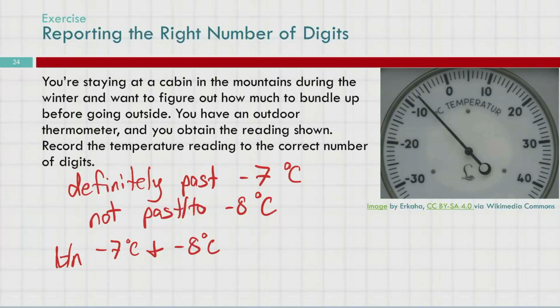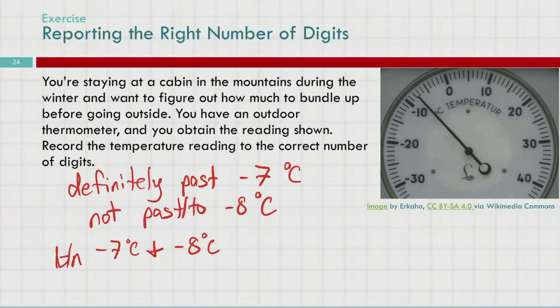Just as a note for the way that I write, this plus, but it's got the little connection thing on it, that means and. I picked that up in some class because an instructor was doing it. I was like, I like that, it saves time. So we're between -7 degrees Celsius and -8 degrees Celsius.